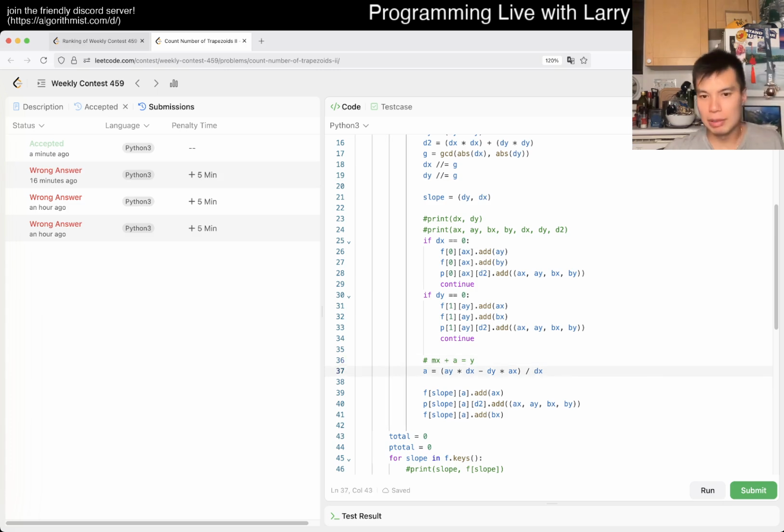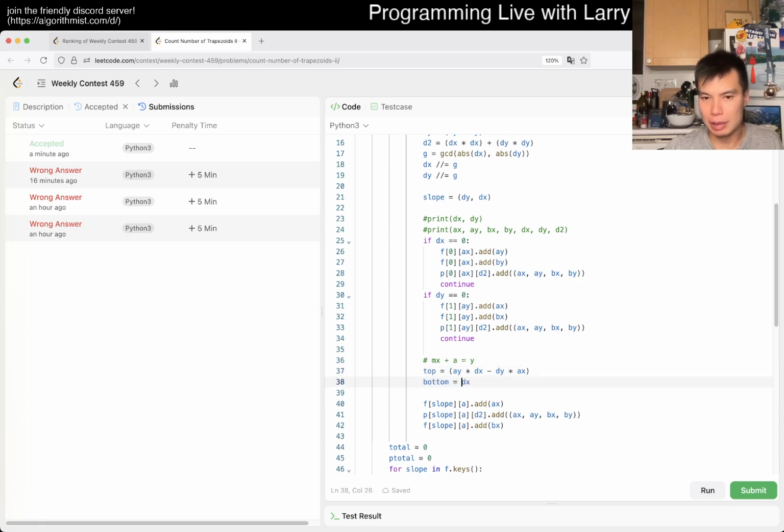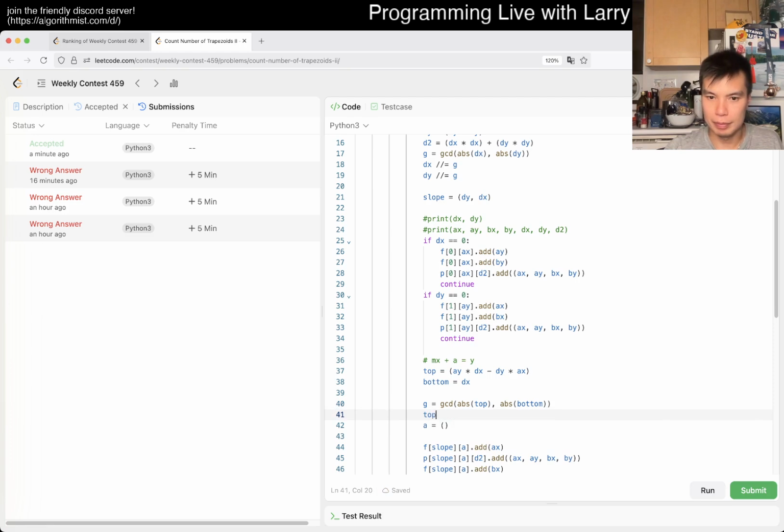Only off by 50. I mean, we could have done the same thing with what we had before, right? Which is top is equal to this, bottom is equal to this, and then G is equal to GCD of top and bottom, maybe absolute value of them, and then you could say A is equal to... yeah, this is just a fraction.